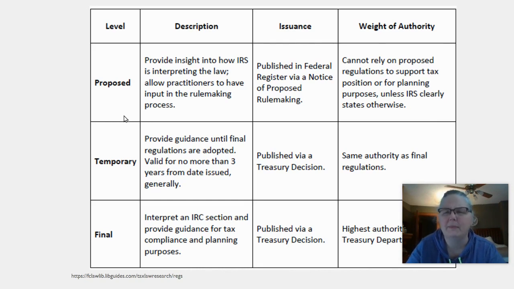Temporary regs, same thing. It is published, it provides guidance until final regs are adopted. These are actually valid, okay? It has the same authority as final regulations, it's just for a limited time, generally from the date that's issued. It's published by Treasury decision. Final regulations provide guidance for tax compliance and planning purposes. These have the highest authority, okay? And like I said, temporary and final regulations have the same weight. It's just one sunsets after, it's only good for 3 years.